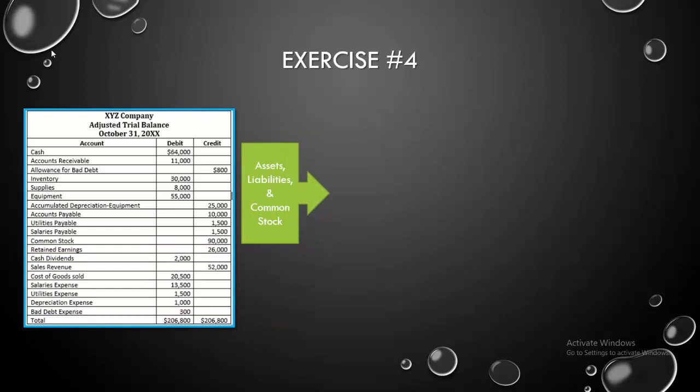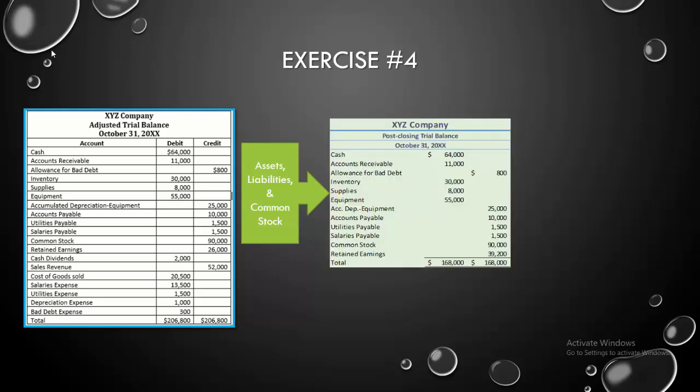And then next up, we need to prepare our post-closing trial balance. Well, all of our temporary accounts are zero now, right? Our revenues, expenses, and withdrawals are all reduced to zero. So what do we have to carry over to our post-closing trial balance? How about our assets, our liabilities, and all of our equity accounts that aren't retained earnings, which in this case is just common stock. So let's just carry our assets, liabilities, and common stock over. And when we add those up on the asset side, we get $168,000 worth of assets.